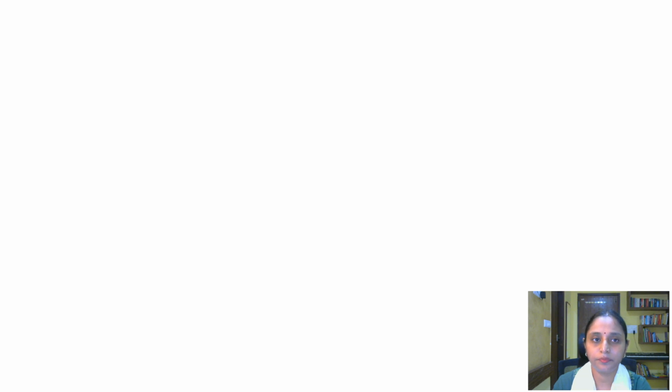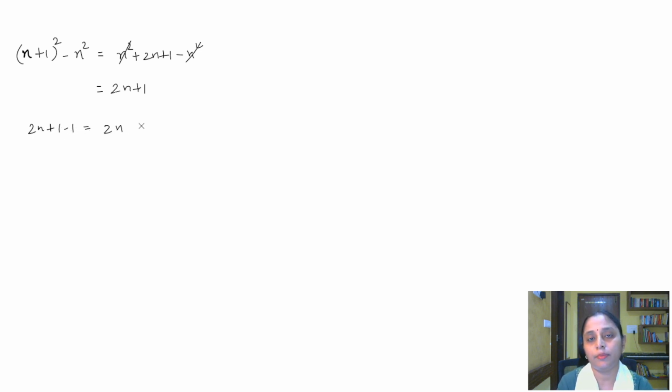So here I have (n plus 1) whole square minus n square. That is the difference between two consecutive square numbers, right? If I expand the first one, I have n square plus 2n plus 1 minus n square. So n square gets cancelled. I have 2n plus 1. This is the difference, right? Now the numbers that lie exactly in between, if you want that number, you need to subtract this 1, right? So you have 2n numbers. Now this is the algebraic proof for this observation that we have made.